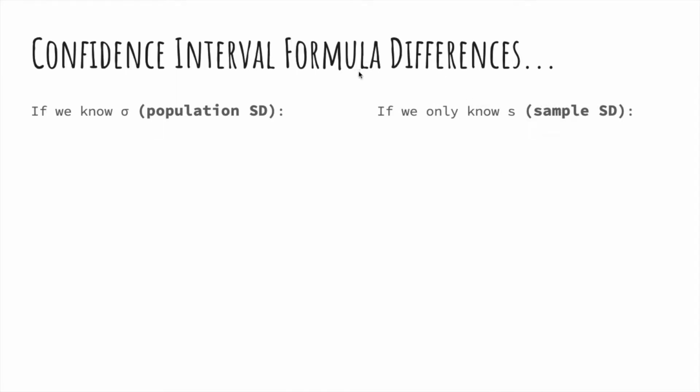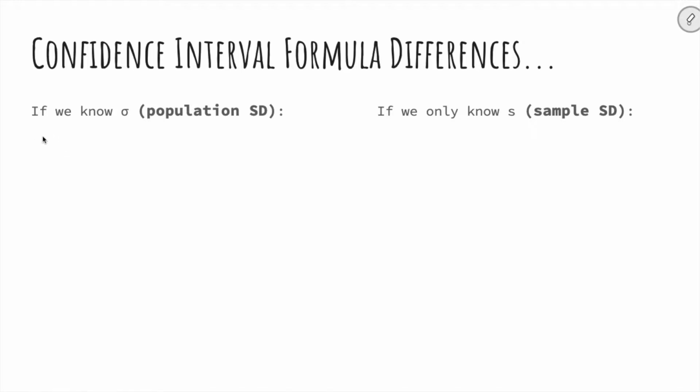One for if we just happened to know the population standard deviation, where we could actually use a normal model, and then how that formula changes and looks if we only know the sample standard deviation, meaning we have to use a t-model. The formulas are going to look very similar. We're just going to change small, slight things. So I want you to see that difference.